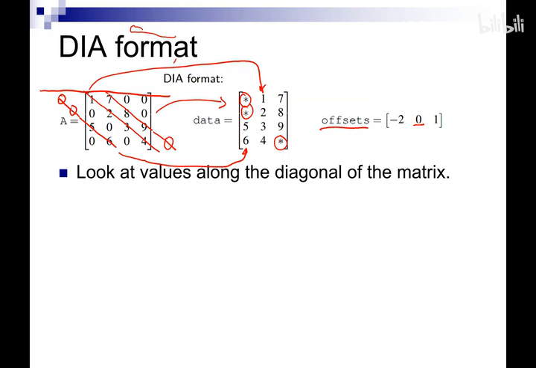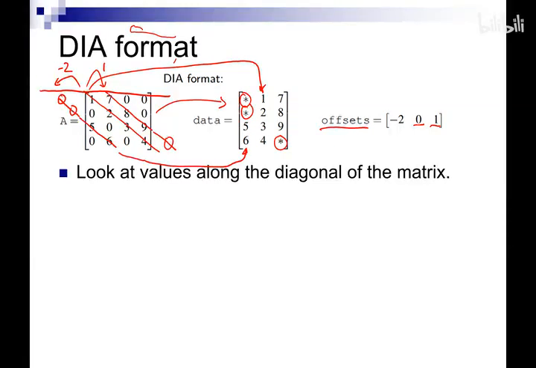Okay, so that's the longest diagonal in the matrix. That's the 1, 2, 3, 4 diagonal. The 0 here indicates that we did store the main diagonal. The -2 means that you stored a diagonal that's 2 left of the main diagonal. That's the 5, 6 diagonal. And the 1 over here means that you also stored a diagonal which is 1 to the right of the main diagonal. Therefore, this diagonal format consists of 2 parts.